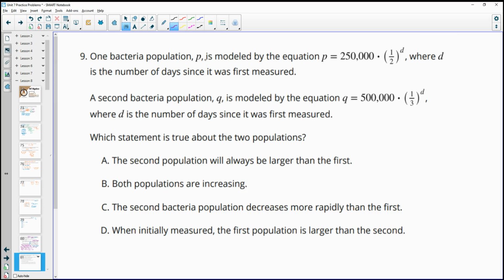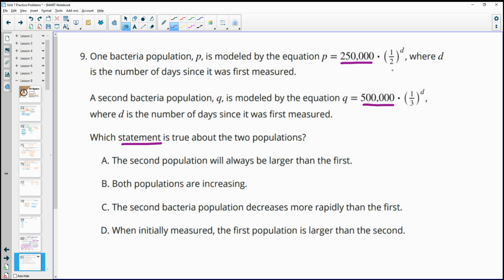Number 9, one bacteria population is modeled by this equation, where D is the number of days since it was first measured. A second population is modeled by this next equation, where D is the number of days since it was first measured. Which statement is true about these two populations? So A says the second population will always be larger than the first. So this has to do with the starting value. So it does start above the first, okay? So that's one key piece, is we know initially it's higher.